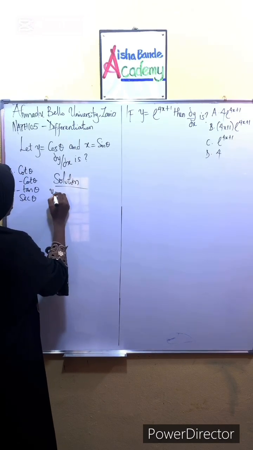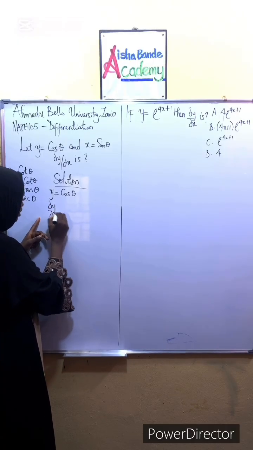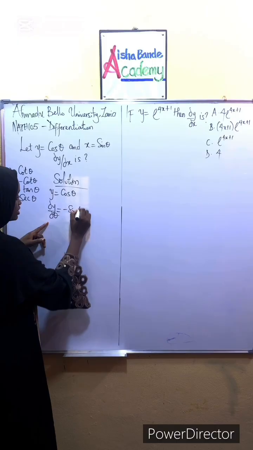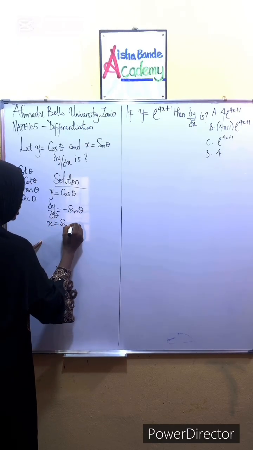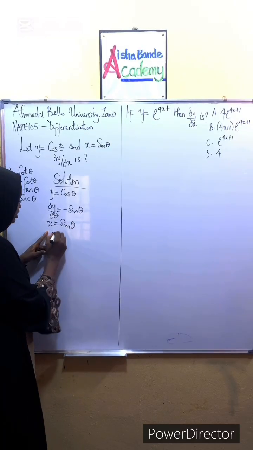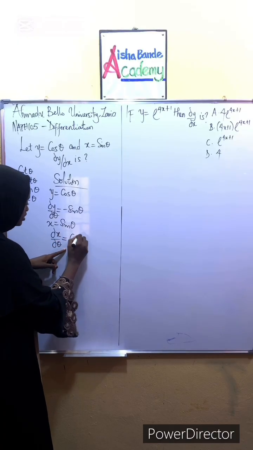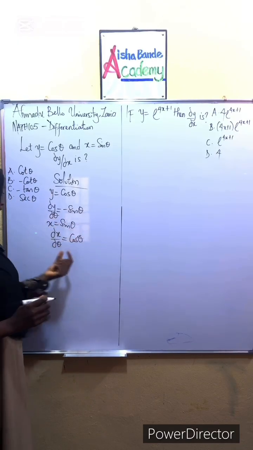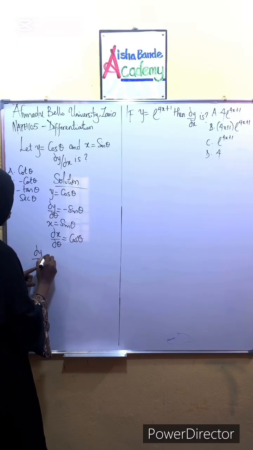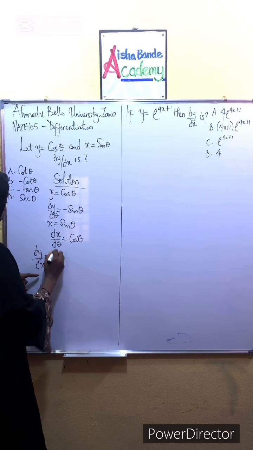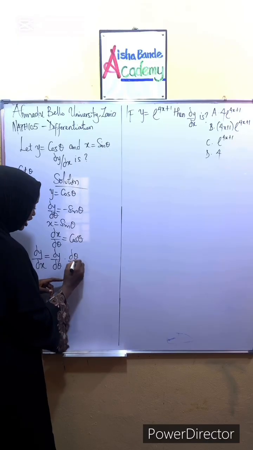So since y is equal to cos theta, from here we are going to get dy/d theta is equal to minus sine theta. So let's move on to the next one, which is x. x is equal to sine theta. Okay, so from here we are going to get dx/d theta. This is going to be cos theta. So we have dy/d theta and dx/d theta. So for us to get dy/dx as asked from the question, this is going to be dy/d theta times d theta/dx.